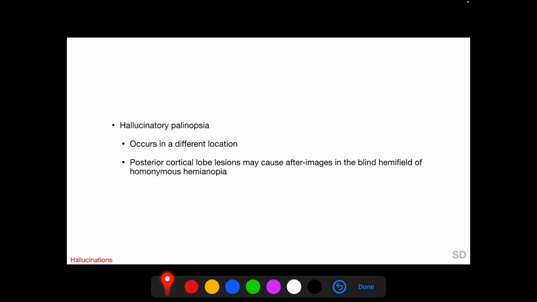And in hallucinatory palinopsia, the image is perceived at a location different from the original object, and this may happen with posterior cortical lobe lesions which result in homonymous hemianopia with an after image in the blind hemifield.